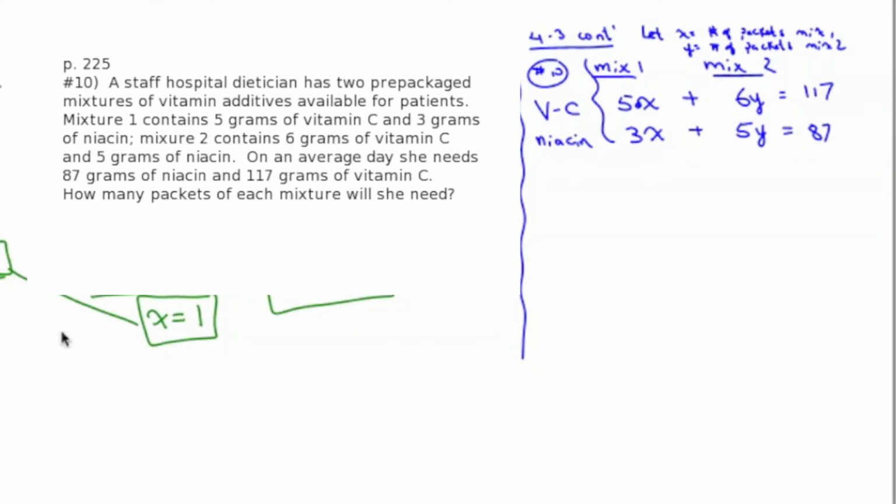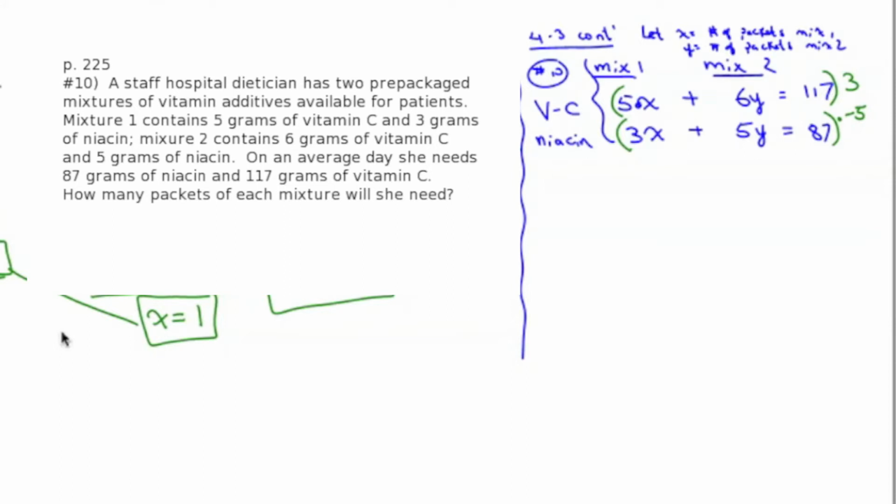What can I do? Which variable do you want to get rid of? Y? X? They don't matter. We'll probably get rid of both. So if we're going to get rid of X, what do I need to multiply the top equation by, and what do I need to multiply the bottom equation by? 3 and negative 5. Make sure it doesn't look like a minus 5 there. All right, and distribute it through and see what happens.